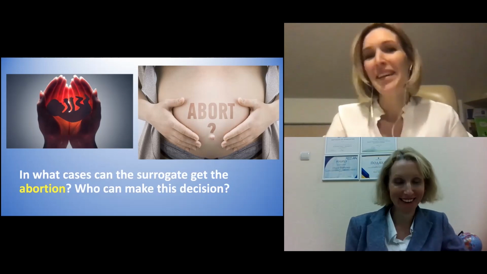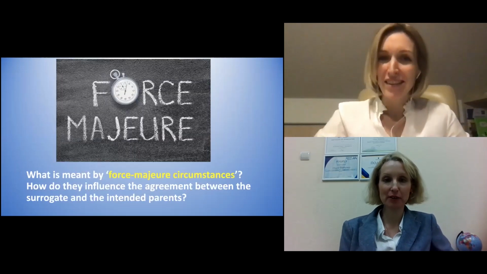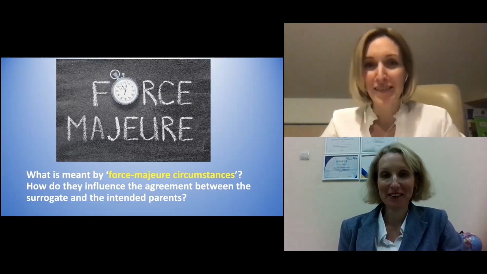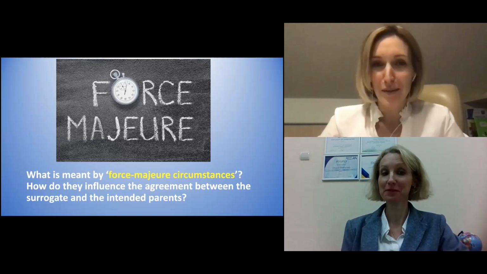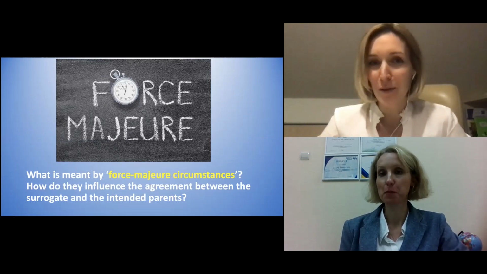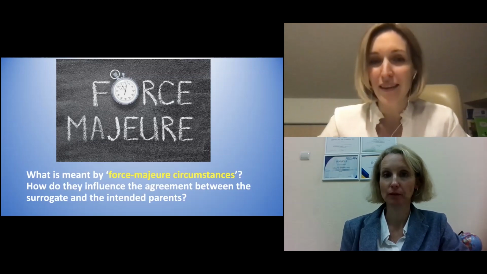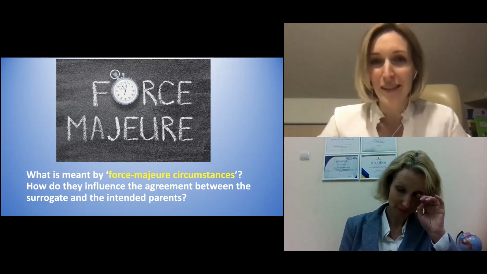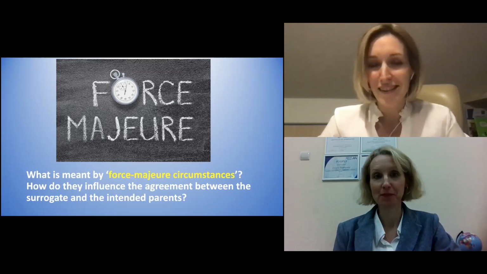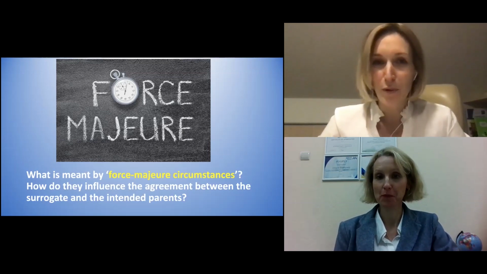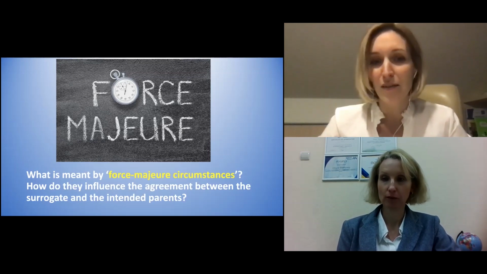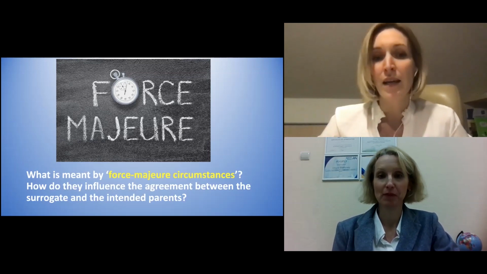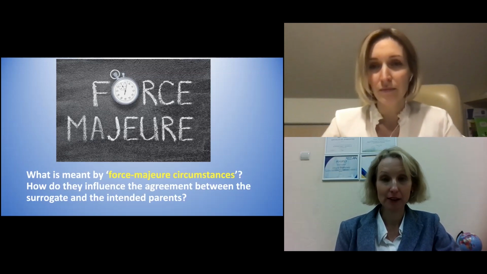At the end of our discussion, the questions are more and more severe. So force majeure, of course, again, it's an interesting point of the contract because everything may happen, and under the condition of the COVID pandemic, this point in the contract attracts more and more attention of parents. So the question is, what is meant by force majeure circumstances, and how do they influence the agreement between the surrogate and intended parents?